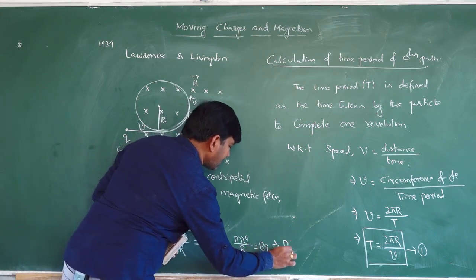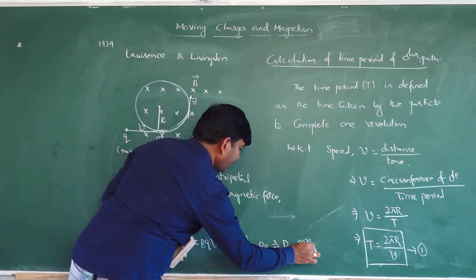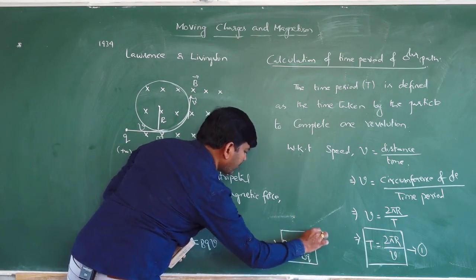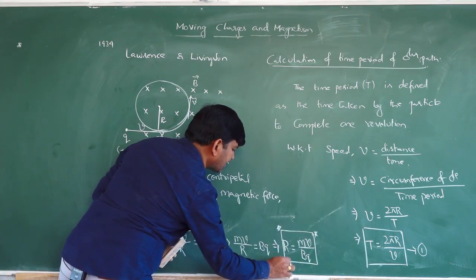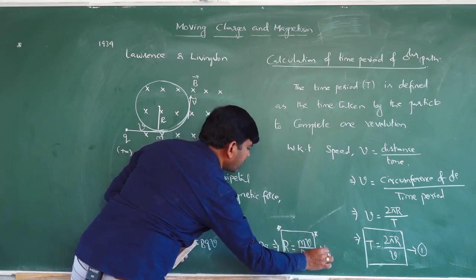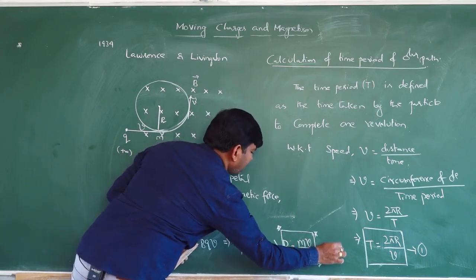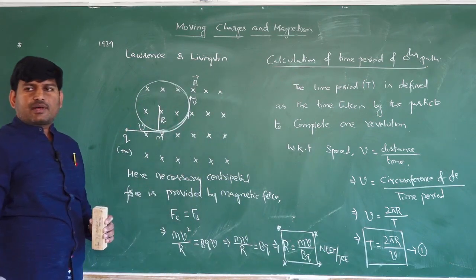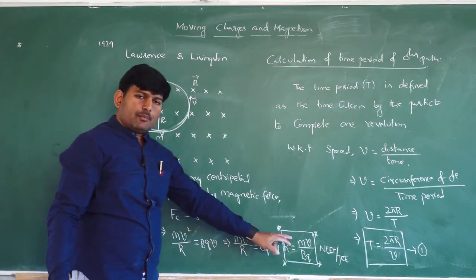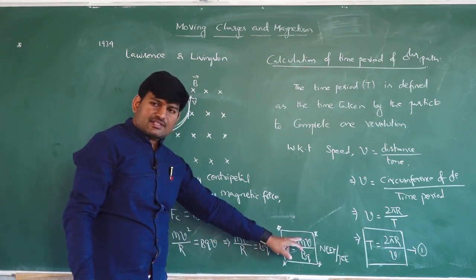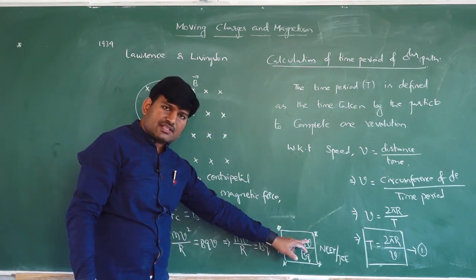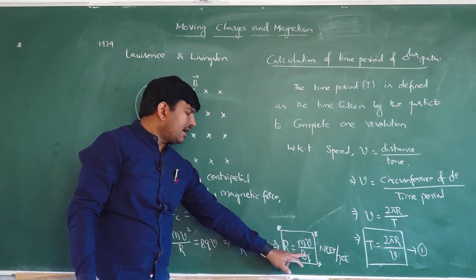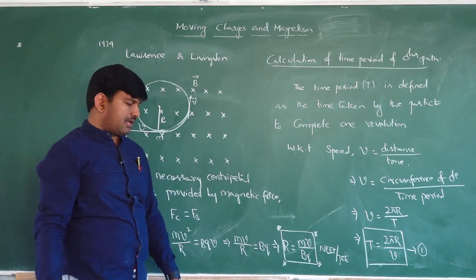This implies r is equal to mv divided by bq. An utmost important formula for all kinds of examination, especially for NEET and JEE exams. This formula is most important. You have to remember that the radius of the circular path r is equal to mv divided by bq, where m is the mass of the charged particle, v is the speed with which the charged particle is moving, b is the magnetic field in which it is moving, and q is the charge of the charged particle.